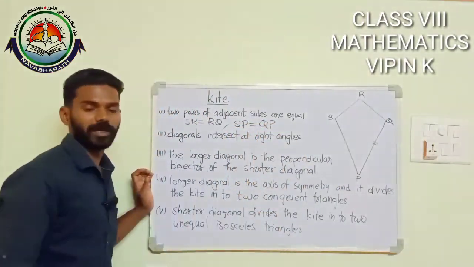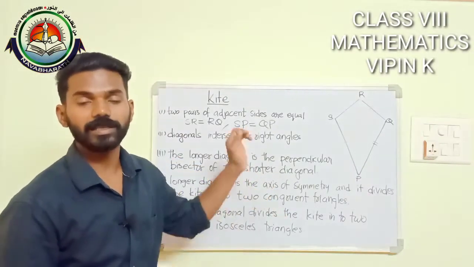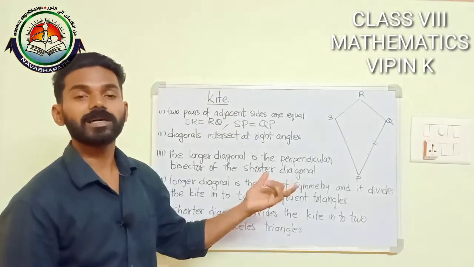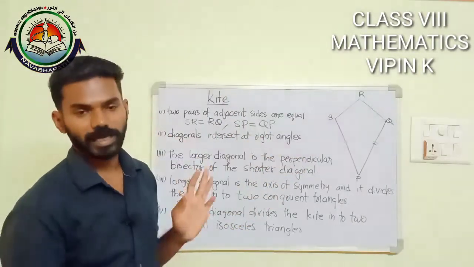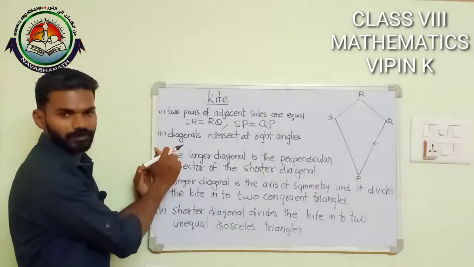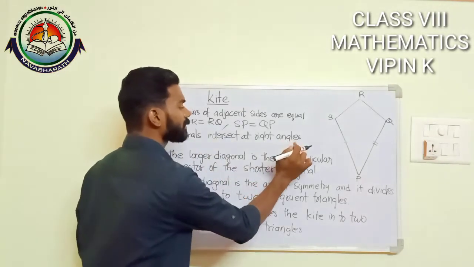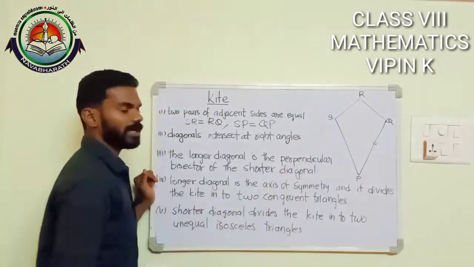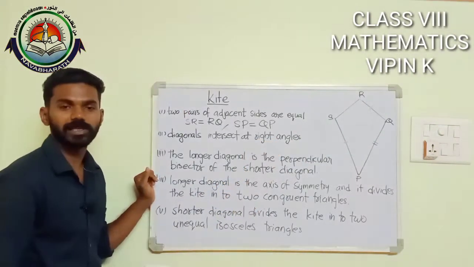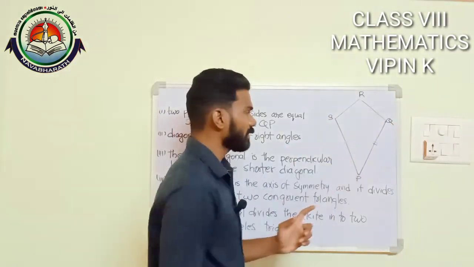So if two pairs of adjacent sides of a quadrilateral are equal, then it is said to be a kite. Now let's check what the features of this kite are. The first feature of a kite is that its diagonals intersect at right angles. Which are the diagonals of this kite?